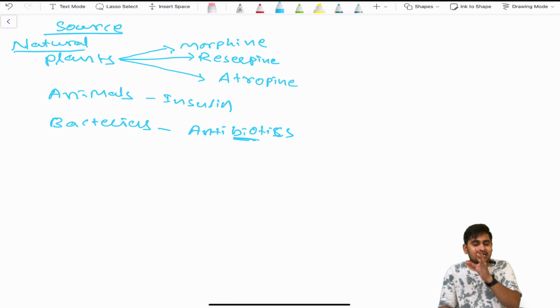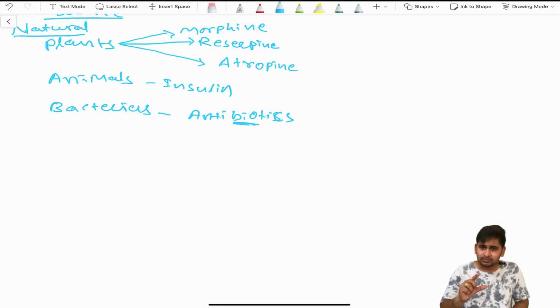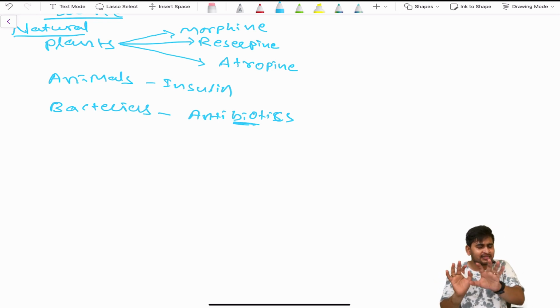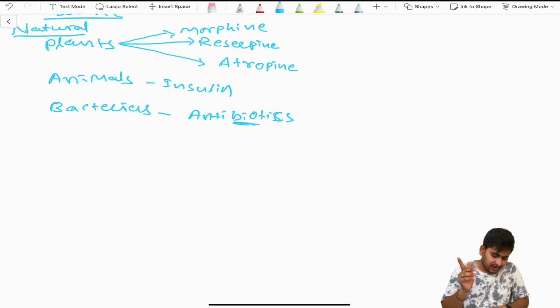and these drugs are used to treat or kill the bacteria, these types of compounds are called antibacterials. Antibacterials, clear? Our scientists have also prepared drugs which have a shorter half-life and are less effective, but still have the action.